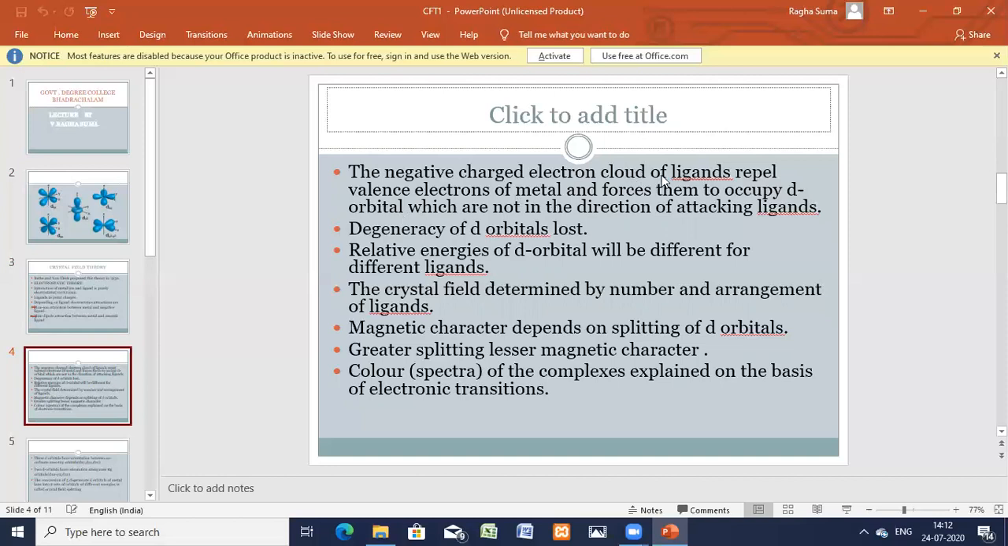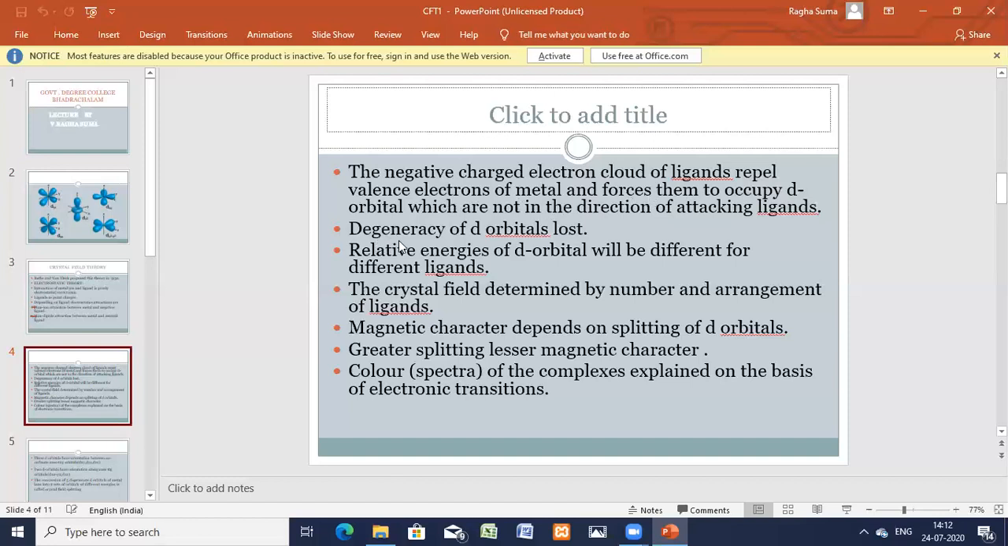So the ligands come and occupy the empty d orbitals. They are forced to occupy the d orbitals which are not in the direction of the valence electrons. The metal atom has some valence electrons and empty orbitals. The incoming ligand has negatively charged electrons and approaches the metal atom in such a way that the attacking ligand is not in the direction of the valence electrons.